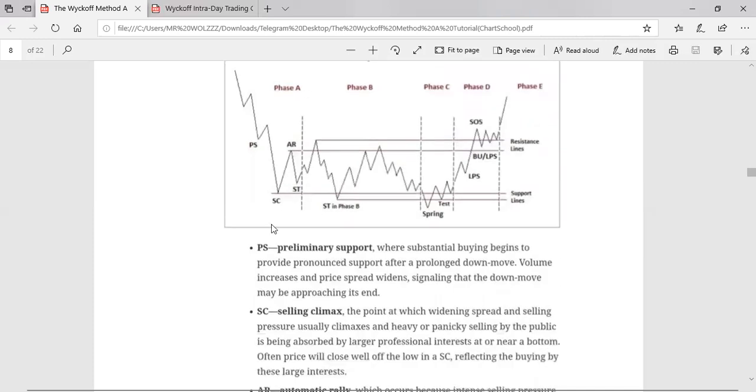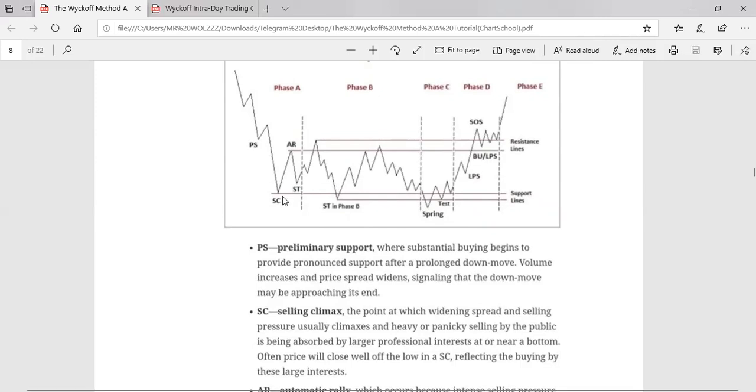So we have a preliminary support, the point where substantial buying begins to provide pronounced support after a prolonged down move. We have an expansion to the downside. At this point, the buyers are beginning to come in, buying orders are beginning to come in, but the sellers are still pushing the market, and the buying pressure is not enough to take the market back up. But it has started coming in.